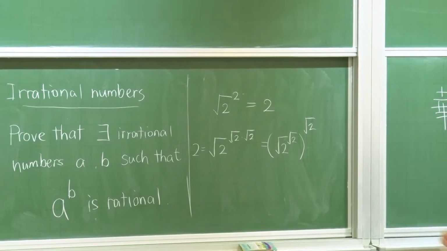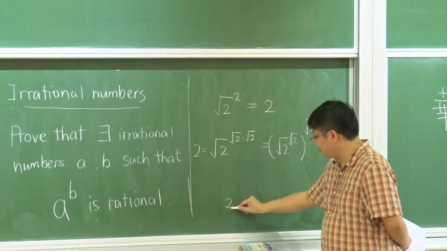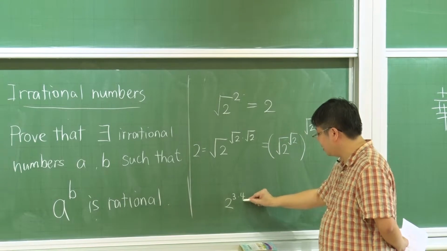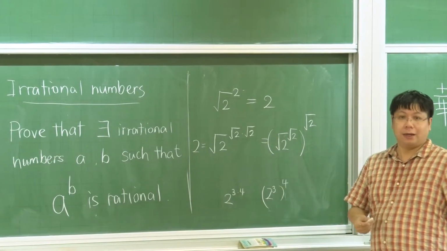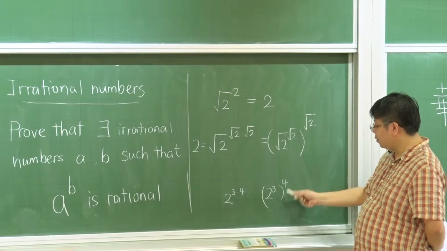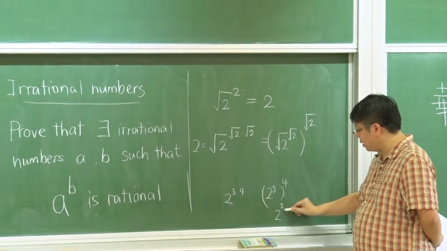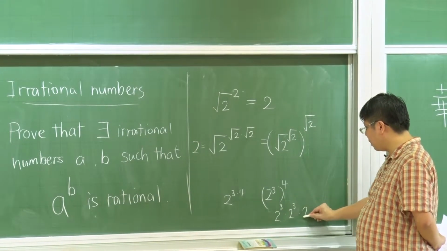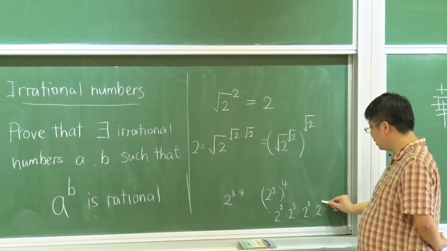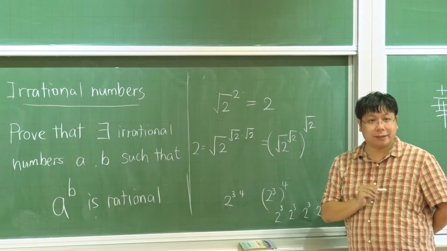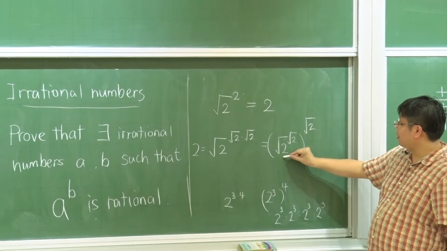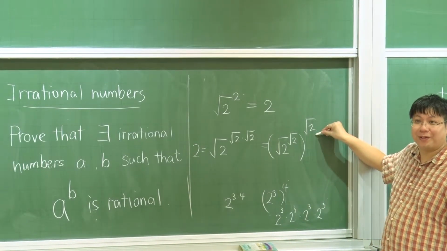Is it? Let's take a look. 2 to the power 3 times 4, and 2 to the power 3 to the power 4. So what is 2 to the power 3 to the power 4? It is 2 to the power 3, 2 to the power 3, 2 to the power 3, 2 to the power 3. Is it okay? So it is 2 to the power 3 times 4. So here is square root 2 to the power square root 2.